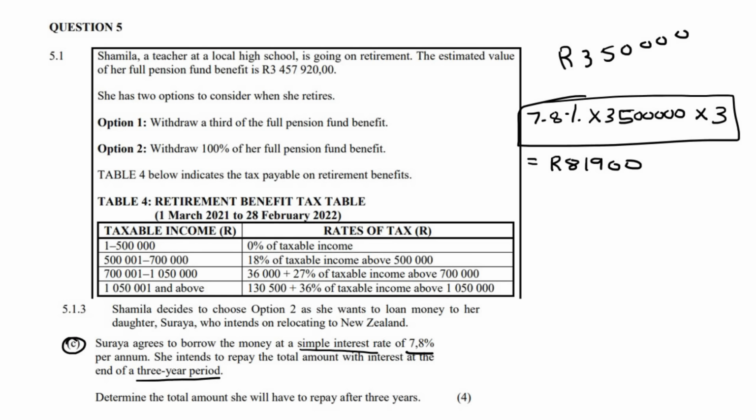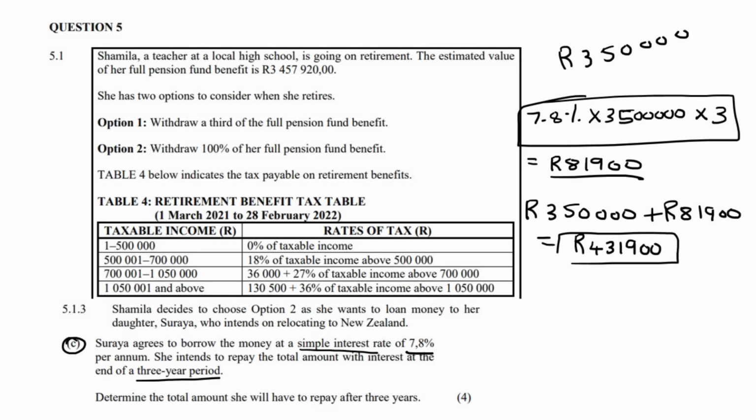So how much money is she going to have to pay her mom back? She's going to have to give her mom the original amount, of course, and then she's going to have to give her mom a little bit extra. You see that sneaky mom? She's making some good money off her daughter here. So if we add this up, it's going to be 431,900. That is how much she's actually going to give her mom back.